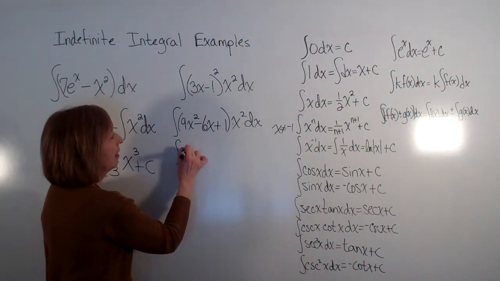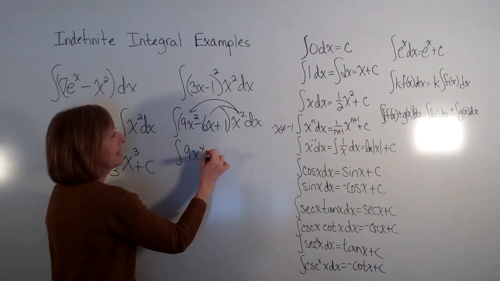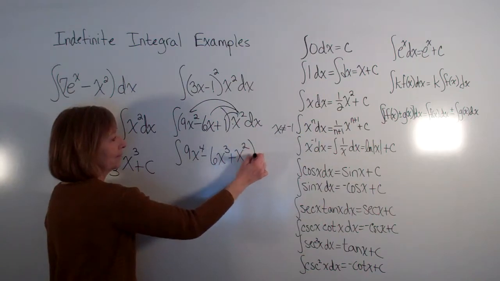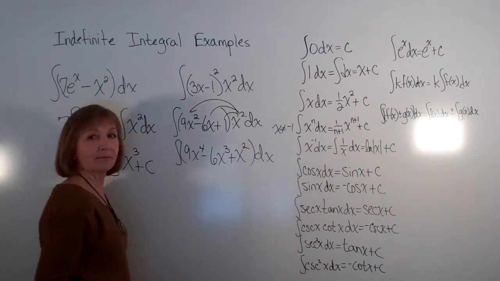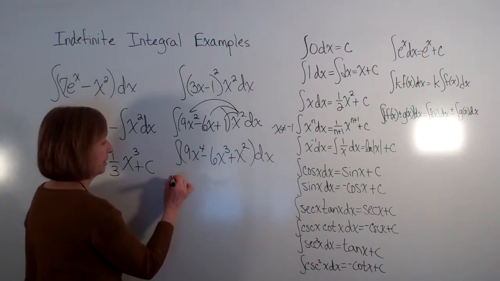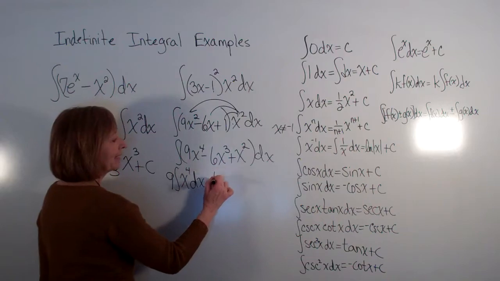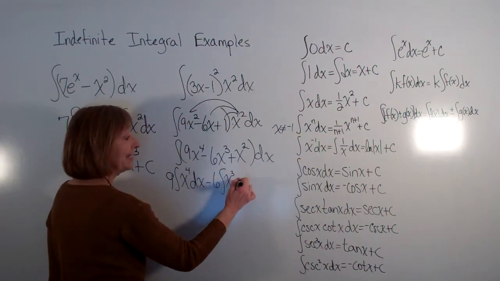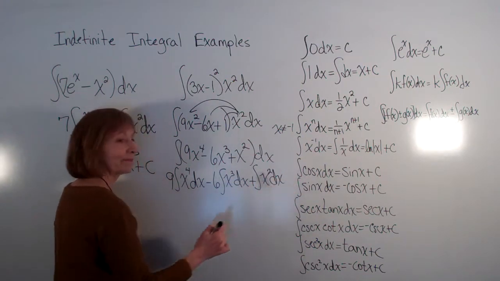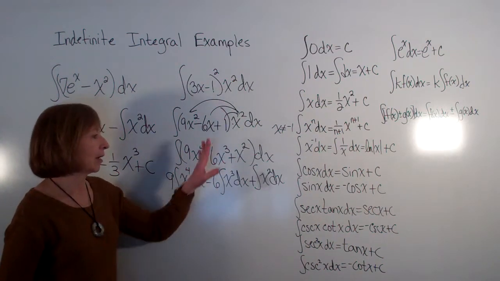This gives me the integral of 9x to the fourth minus 6x cubed, and then plus x squared dx. Now I can integrate this term by term and bring the constant factors out. So this is 9 times the integral of x to the fourth dx minus 6 times the integral of x to the third dx, and then plus the integral of x squared dx. Finally, we're ready, where it's been rewritten and we can integrate with our basic integral rules.